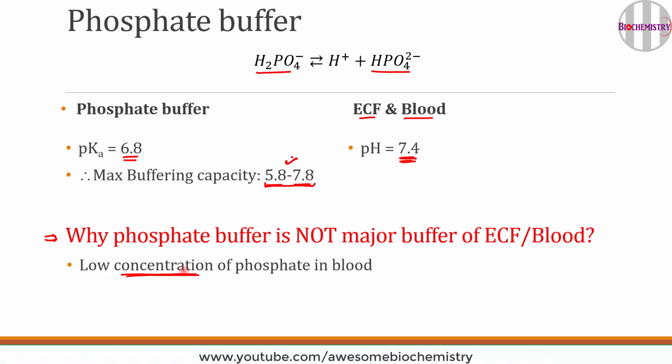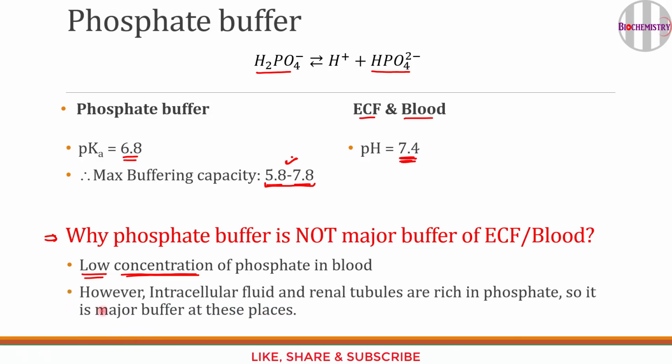Earlier we had seen that buffering capacity is dependent on concentration also, and here the concentration is not proper, it is very low. Whereas we had also seen that phosphate buffer is the major buffer in the intracellular fluid and in the renal system also. So here their concentration is higher, right? Intracellular fluid and renal tubules are rich in phosphate, so it is a major buffer at this place. So this was a simpler one.